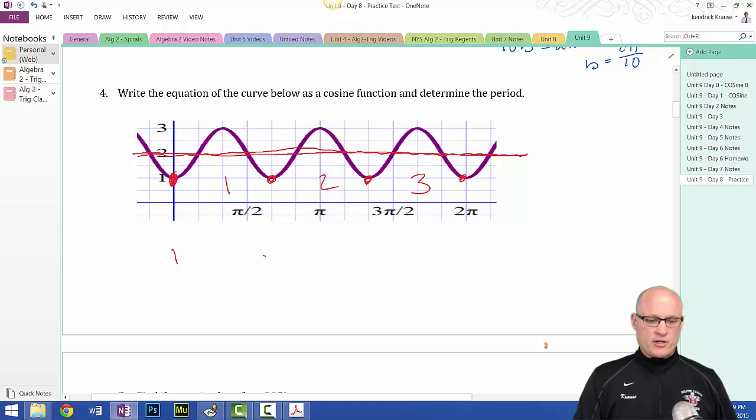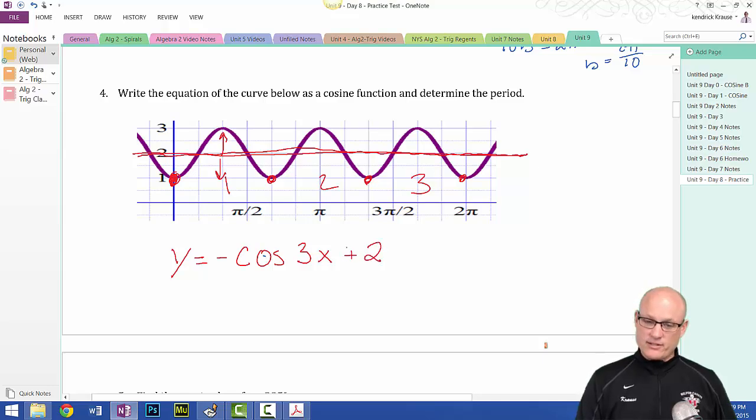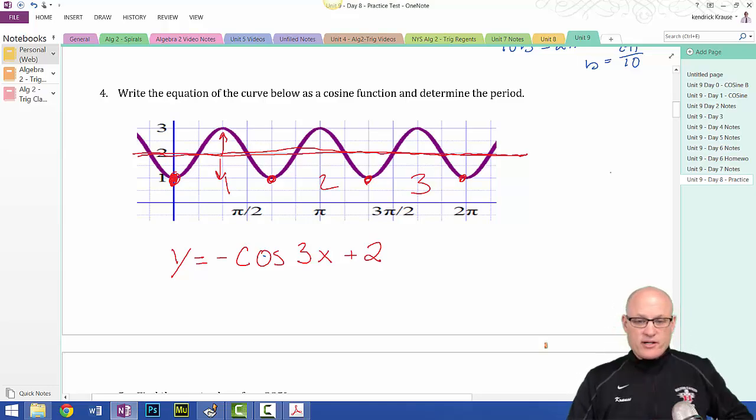Let's see. So we'll start out with y equals. My amplitude, it looks like it's going up 1 and down 1. So my amplitude is just 1. But I start at a minimum. So I want to start with negative cosine. I'm finishing 3 complete curves. So that's 3x. And I'm starting with a midline up 2. That's it. It's over.